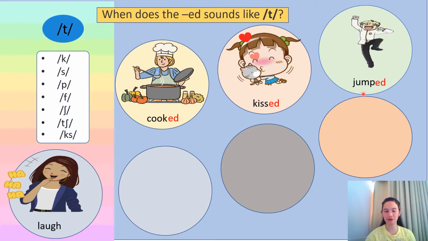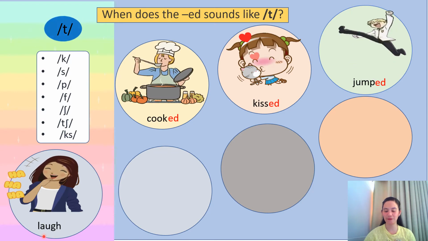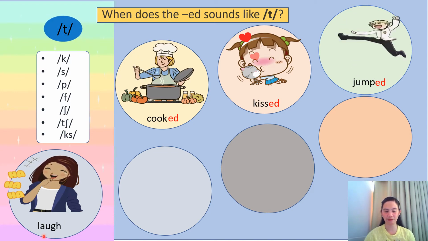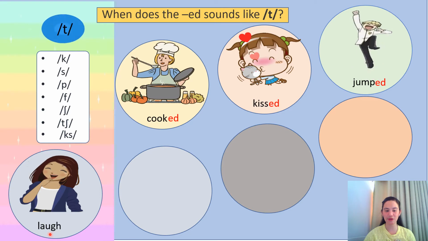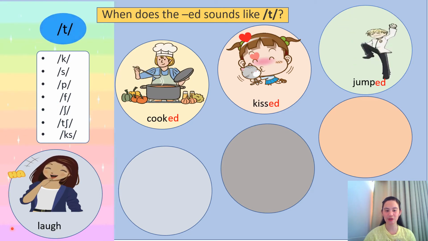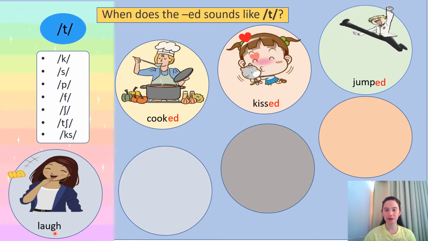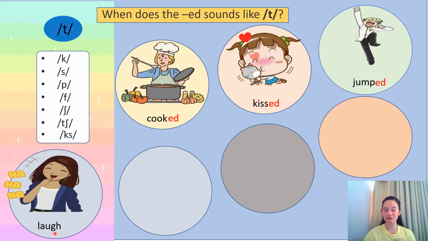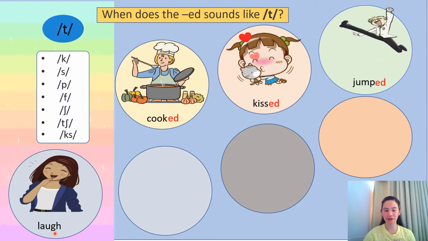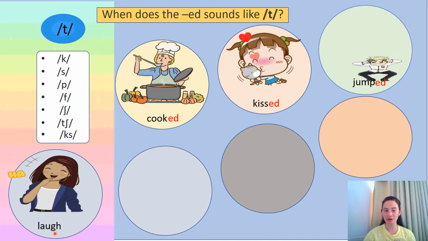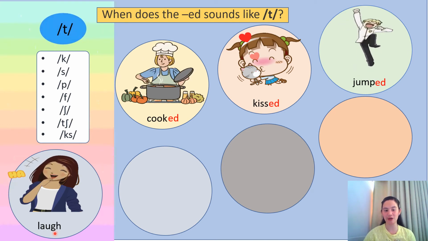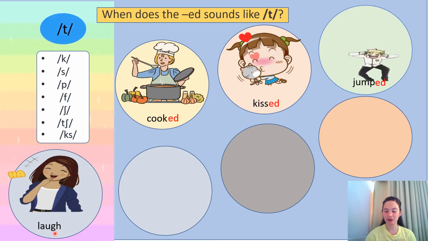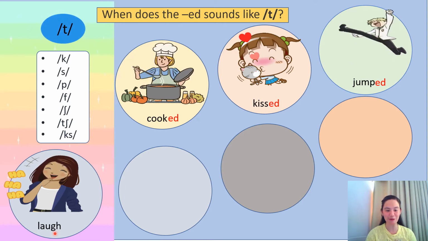Next, we have the word laugh. The last sound that you can hear is the sound of f. I just want to emphasize that in identifying the sound of ed at the end of the simple form of the verb, it doesn't matter what the last letter is, but what matters most is the sound that you can hear at the end of the simple form. Let's make it into past tense by adding the suffix ed at the end.